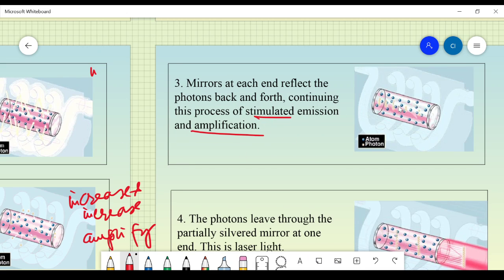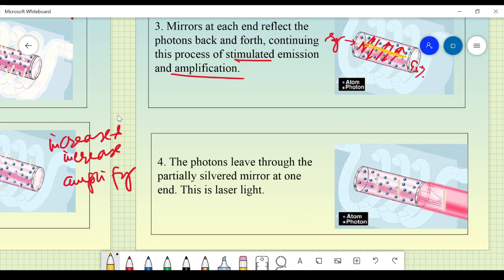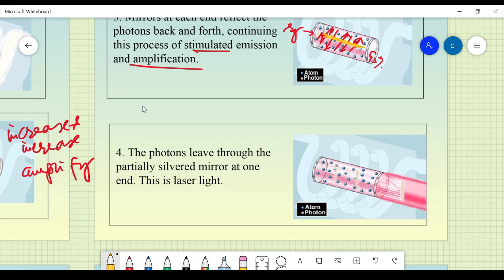So with the mirrors you can see this back and forth. This is one mirror, a fully reflective mirror, and this is a partially reflective mirror of 95%. So it is reflection like this and reflection like this. The photons leave through the partially silvered mirror at one end. This is the laser light. Why you have 95% is that after sufficient energy, some energetic photons will leave here, and when they leave, this constitutes the laser light: light amplification by stimulated emission of radiation.